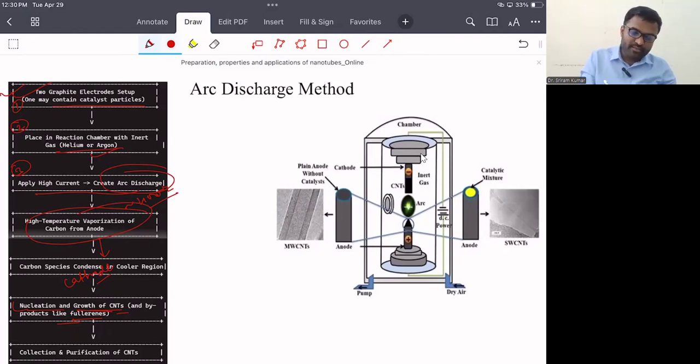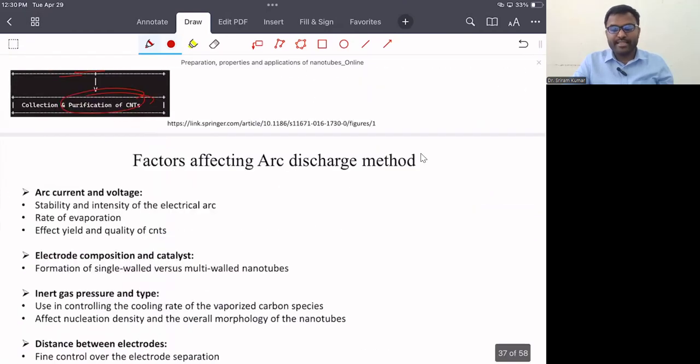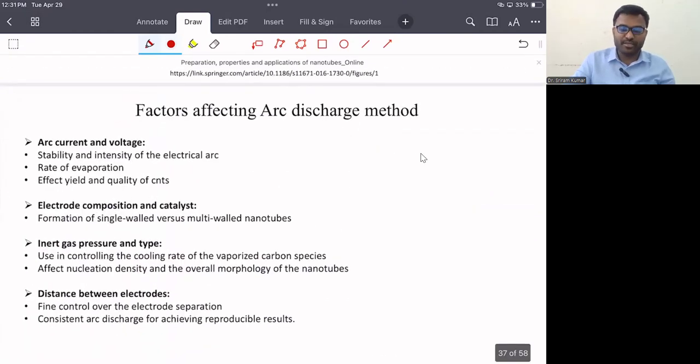Once we collect the carbon material from the cathode, it may contain fullerene, CNT, graphene, and maybe graphite powder. We need to collect and purify the CNT. So this is all about the arc discharge method. Now let's understand the factors that can affect the arc discharge method.